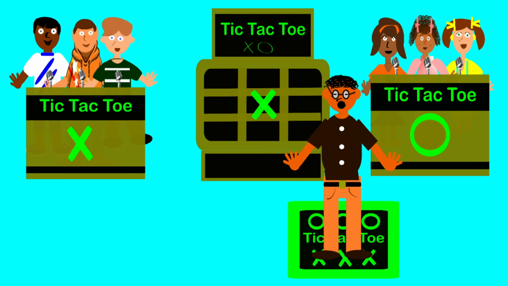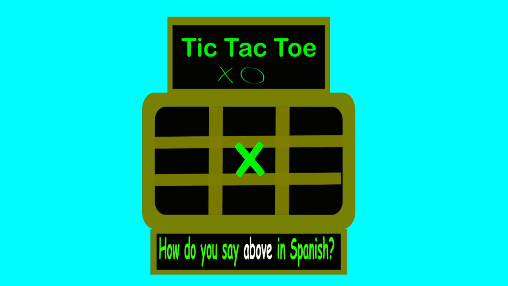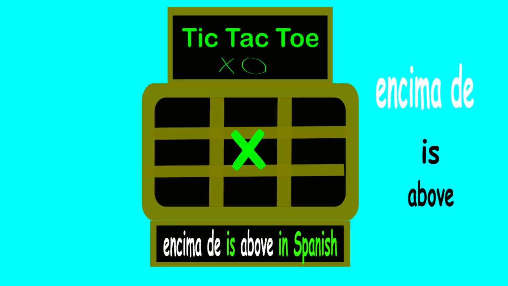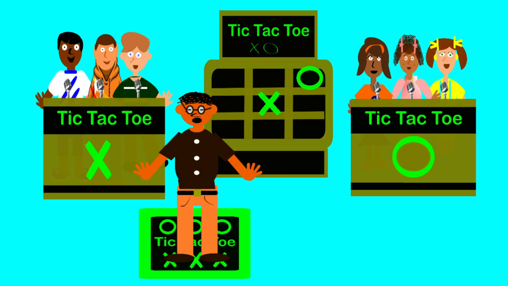O's, you're on the board. And your question is, how do you say above in Spanish? Encima de is above in Spanish. That's correct. Where would you like to place your O on the board? Top right corner square.